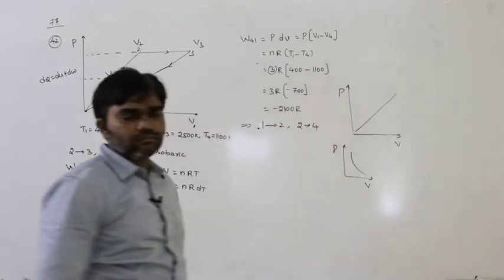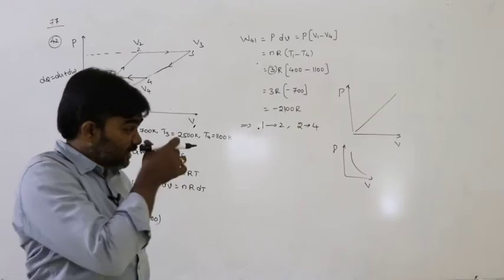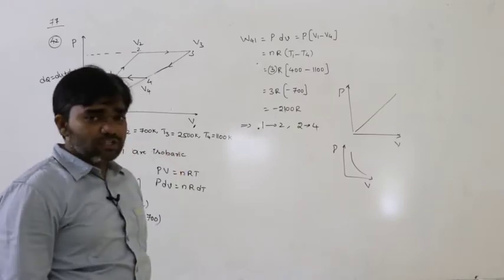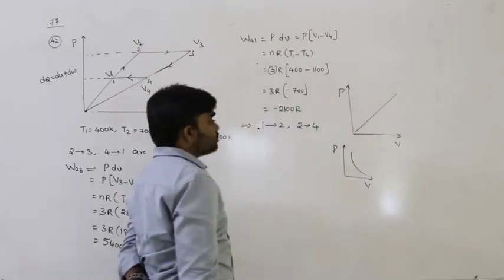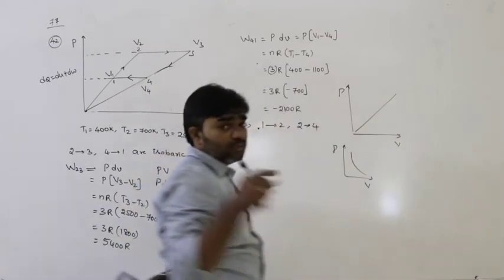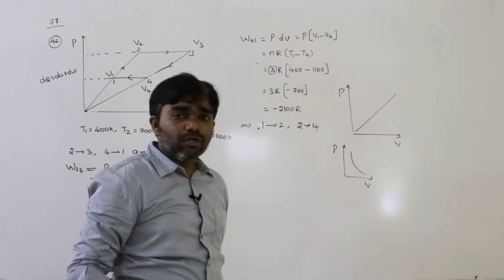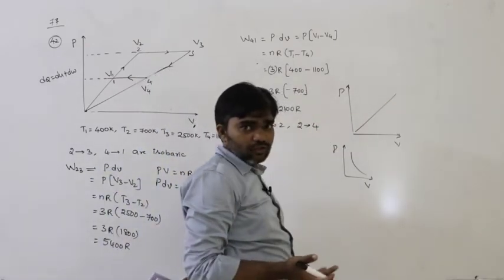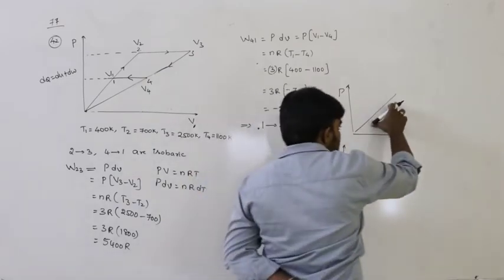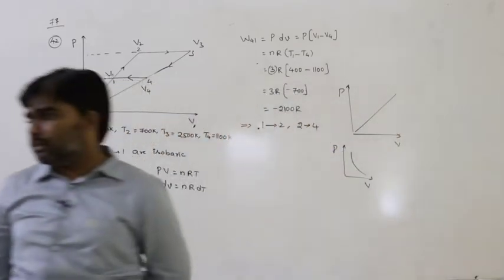in case of a PV graph for an isothermal process. But here the given PV graph is like this. So that's why we don't know what the shape of the graph is. That's why this is considered a polytropic process.